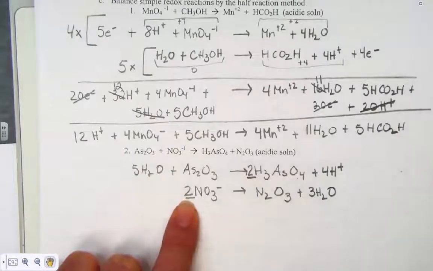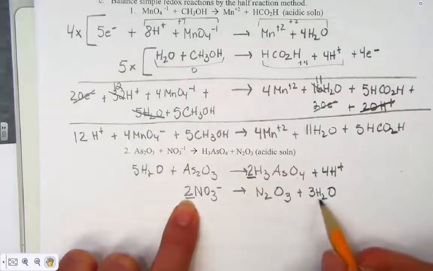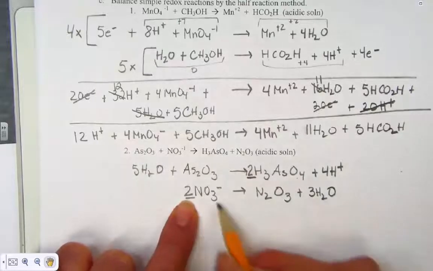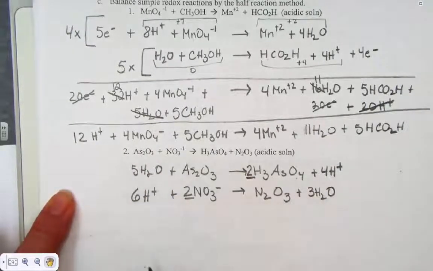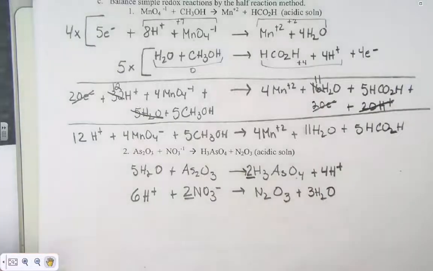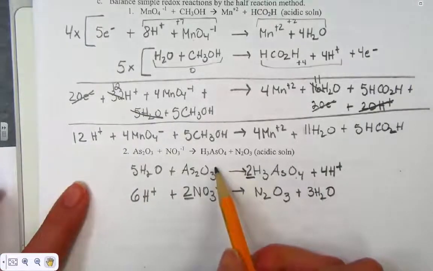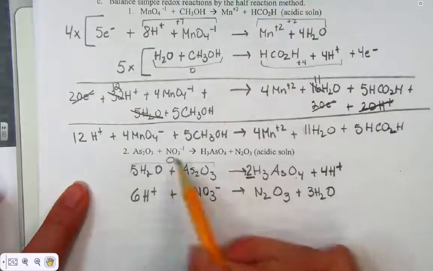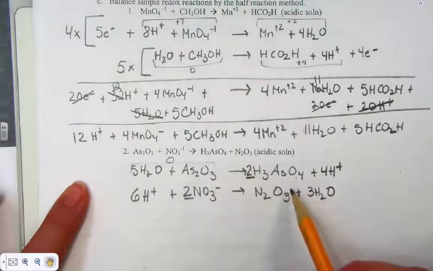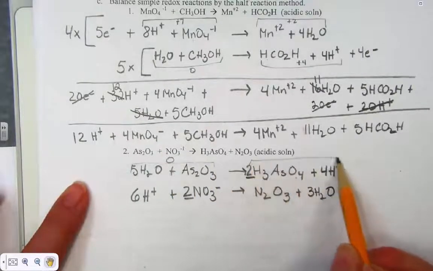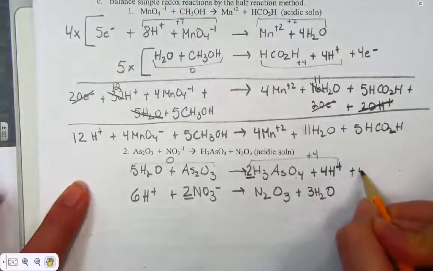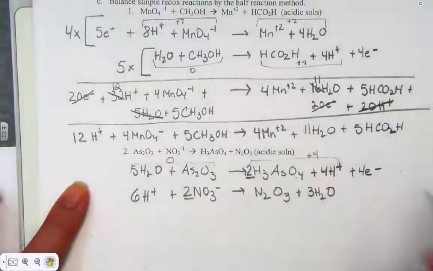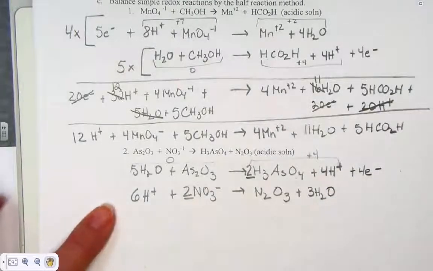Let's go to the second half. 3 times 2 is 6. None here, so we'll add 6 protons. Let's balance by charge. This side ends up to be neutral. It's 0. The product side is a plus 4. To the more positive side, we'll add 4 electrons, bringing it down to 0 to match the left.